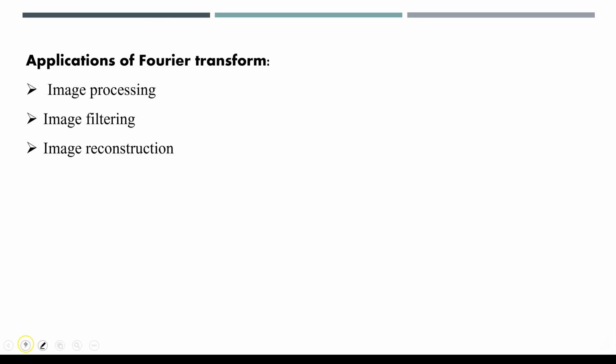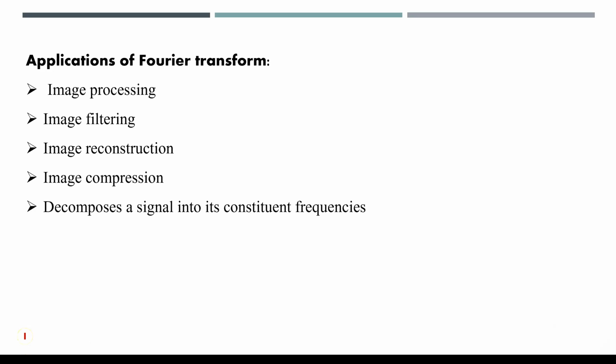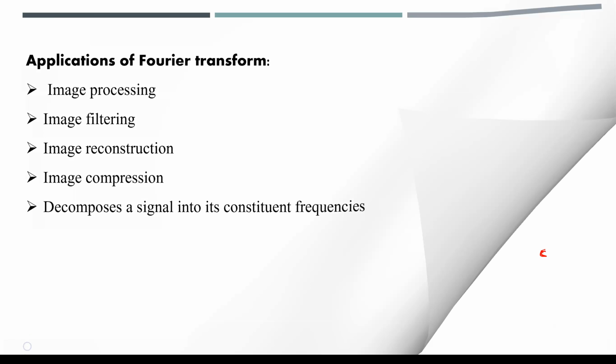Now, let us see applications of this Fourier transform. It is used in image processing and image filtering, image recognition, image compression, and it decomposes a signal into its constituent frequencies. The Fourier transform decomposes periodic as well as non-periodic signals into their constituent frequencies. But Fourier series can decompose only a periodic signal into its constituent frequencies.